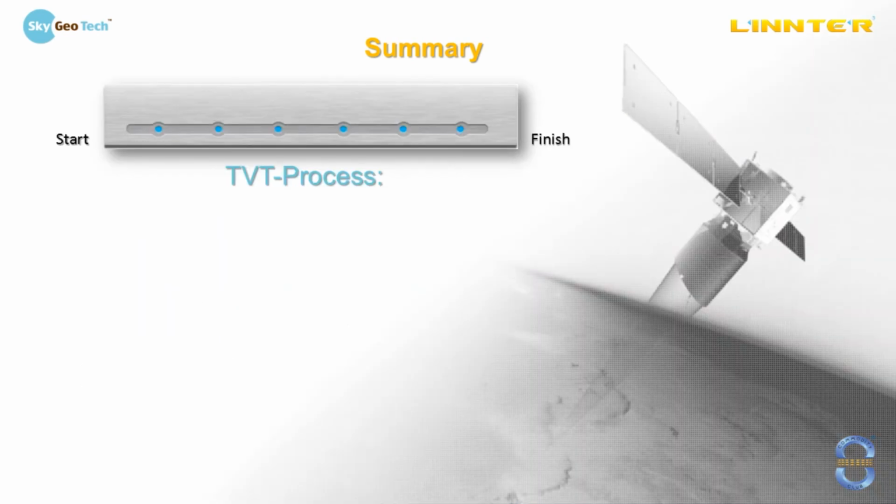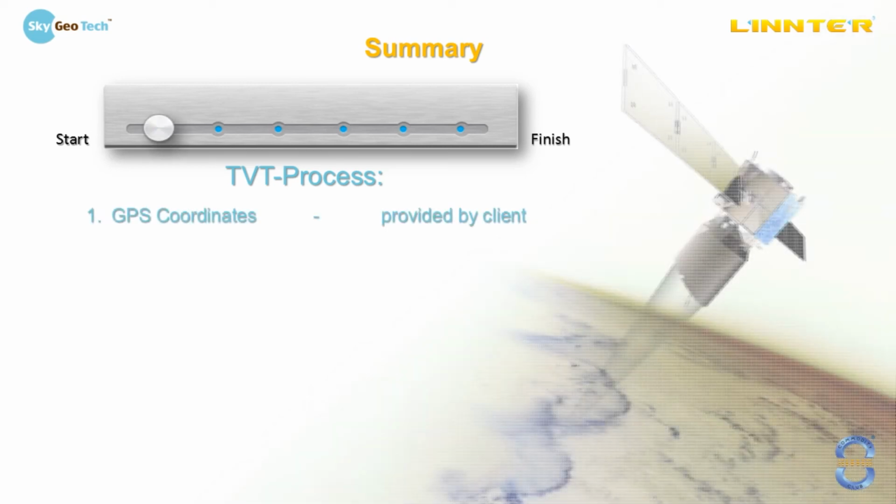Let us go through the TVT process again. The first step, and the only one in which the client needs to participate, is providing us with the GPS coordinates of the license block. Then we get infrared images and other data required, including terrain maps and bathymetry information.